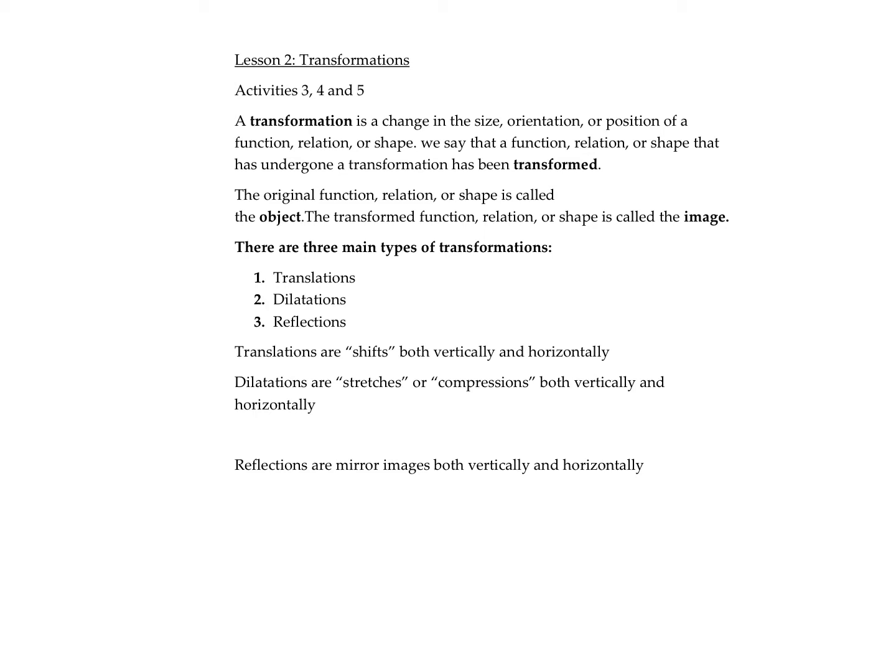We call the original function, sometimes we call it the parent function, you'll see that quite often, or the object, and then the transform function is the image. So there's three main types of transformations: there's translations, dilatations, and reflections. Translations are really just another word for shift. We can shift both vertically or horizontally.